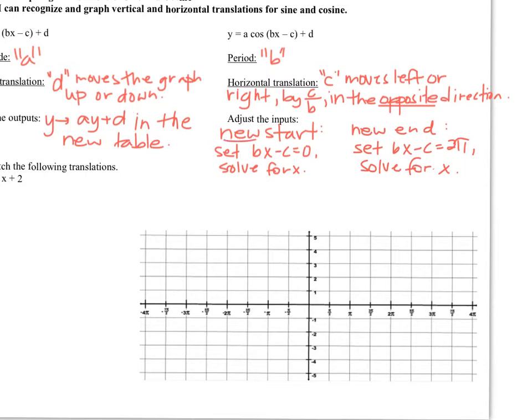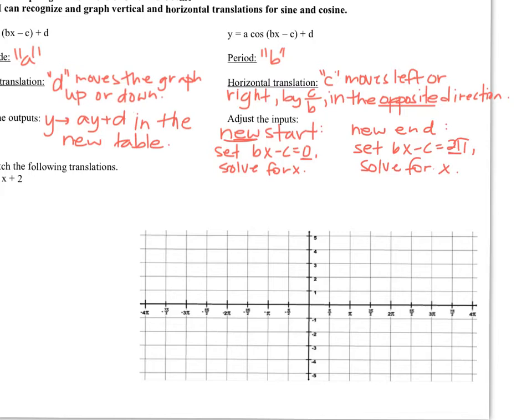To figure out the new start when there's a c value, we set the parenthesis equal to the original start of 0, and then we have to work backwards to solve for x. To find the new end point when there's a c value, we set the parenthesis equal to where the original ending was for one cycle of the wave, and then we have to solve for x again. And then we'll use our graph if we need to determine those points in the middle. We'll try to keep any changes with that c value as straightforward as possible on our equations.